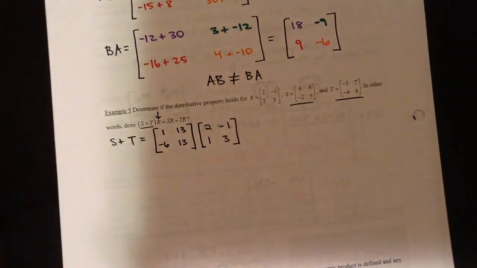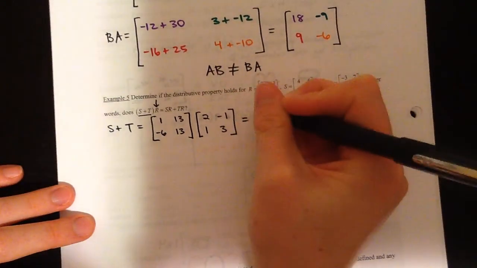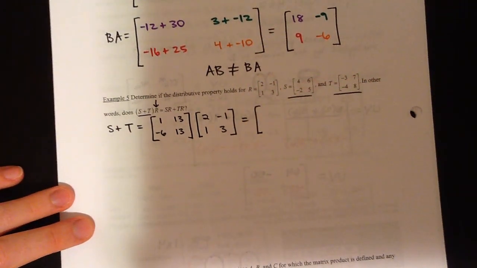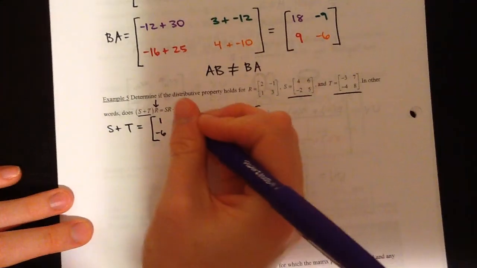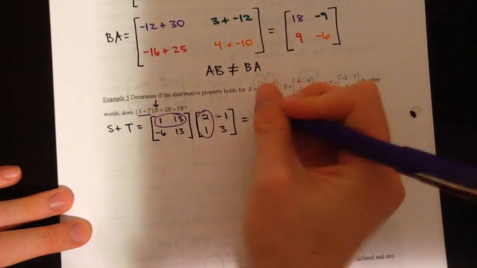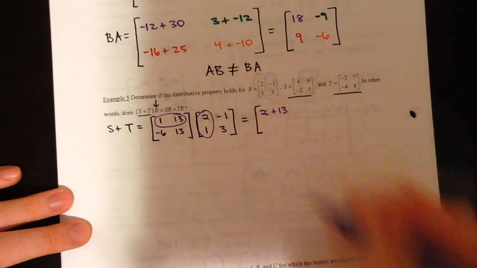Okay, so same exact process as I've done in all the examples up above. When I come up with my new matrix, notice these two are the exact same size, which means I can multiply them together. So I start in this spot right here. First row, first column. 1 times 2 is 2. 13 times 1 is 13.